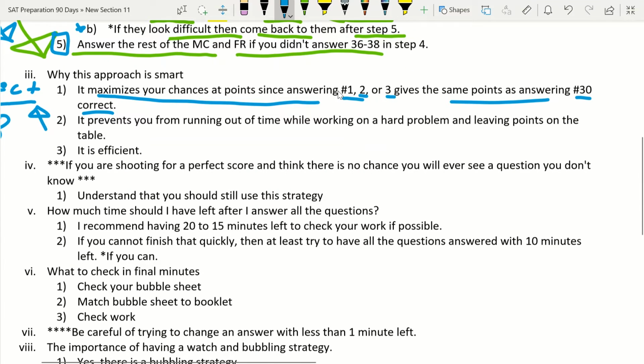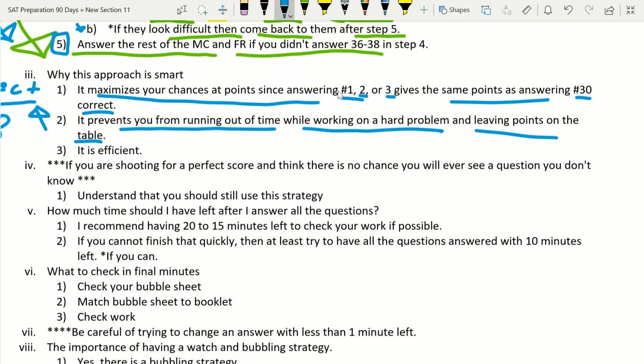All right, next. By adopting this approach, it's going to prevent you from running out of time while working on a hard problem and leaving points on the table. What I mean by this is, let's say you're working on question 30, but you haven't answered 31 or 32 or 33 or 34 yet. Question 30 is more likely to be significantly more difficult than question 31 or 32. So by answering question 30 before 31 or 32, if you run out of time while you're working on question 30, you just left a lot of points on the table, because there's a decent chance you could have answered 31, 32, and 33 in the same amount of time it took you to answer 30.